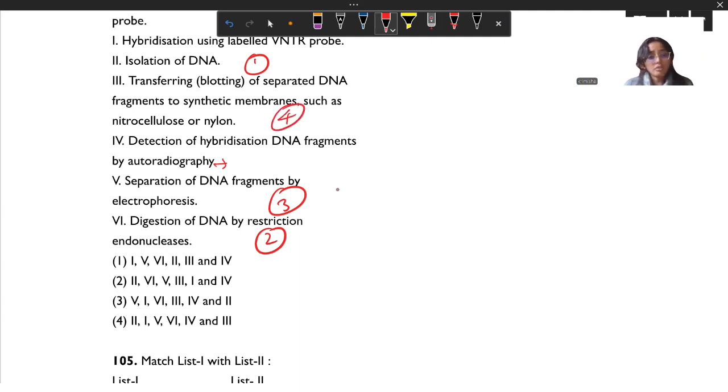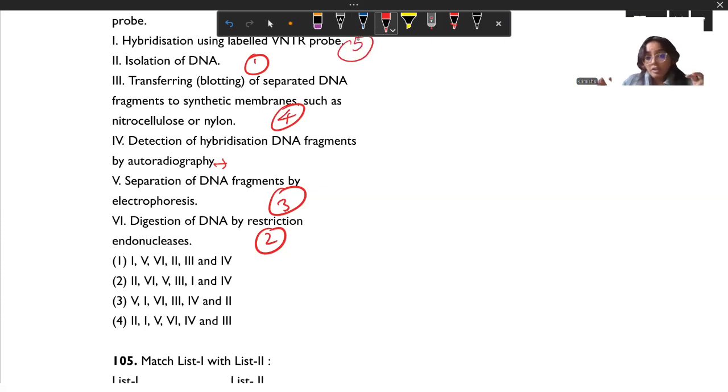Okay. After moving the fragments of DNA, what do we do? We hybridize them using the VNTR probe, which means we select the probe DNA and put that probe DNA onto the DNA fragments which we have already separated using electrophoresis. So that is hybridization. That is the fifth step, which is option number 1.